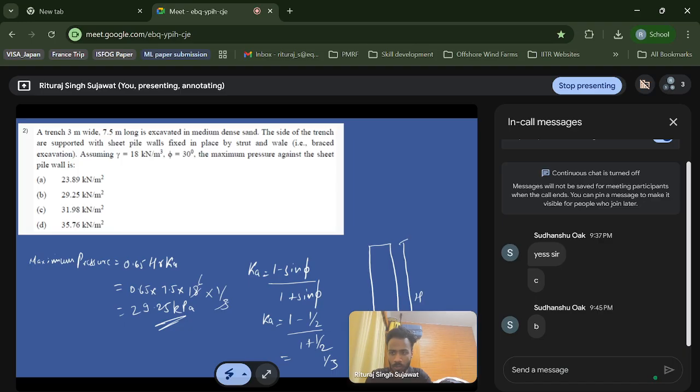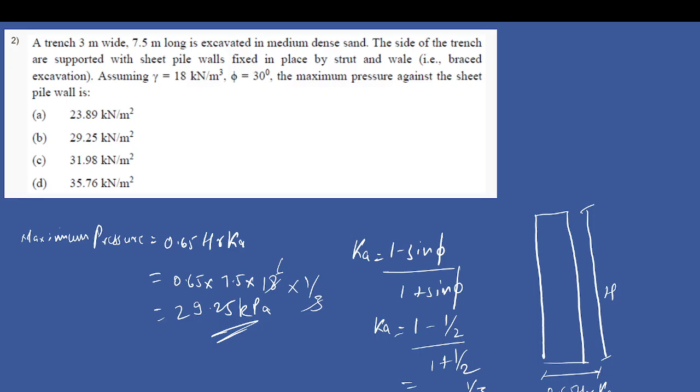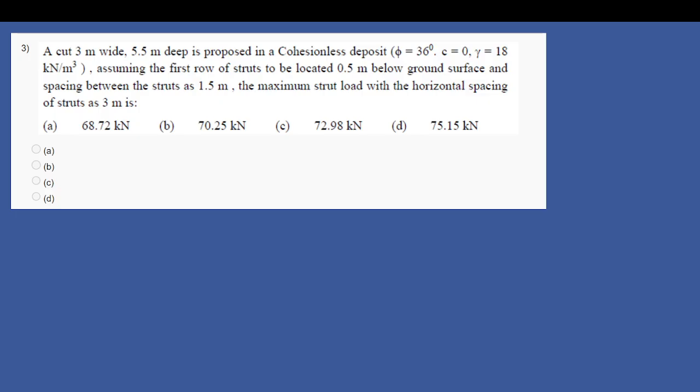Okay, Sudhanshu. Let's move to question number 3. You have a cut which is 3 meter wide, 5.5 meter deep, proposed in a cohesionless soil with phi equals 36 degrees, C equals 0, gamma equals 18 kN per meter cube. Assuming the first row of struts is located 0.5 meter below ground surface and the spacing between the struts is 1.5 meter, what is the maximum strut load with the horizontal spacing of struts as 3 meter?